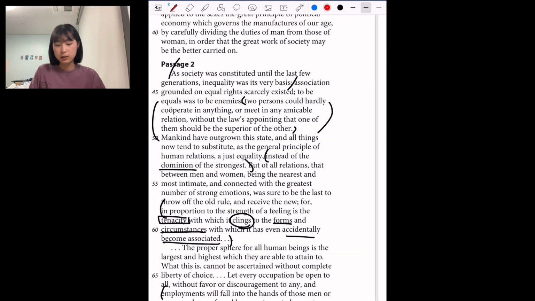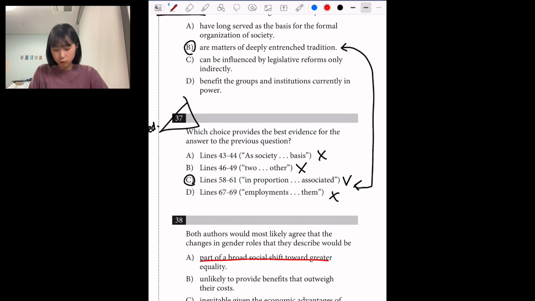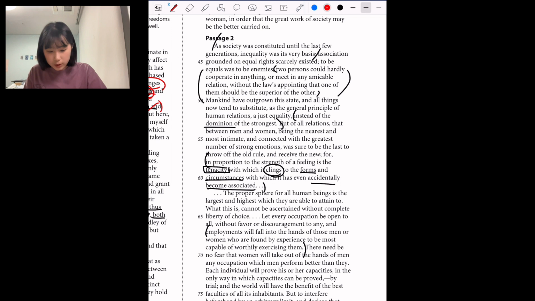So it's basically explicitly saying that it will be part of a broad social shift towards greater equality. So passage 1 clearly states this. Let's see if passage 2 agrees. So here in the first paragraph, again, passage 2 is talking in a broad sense.